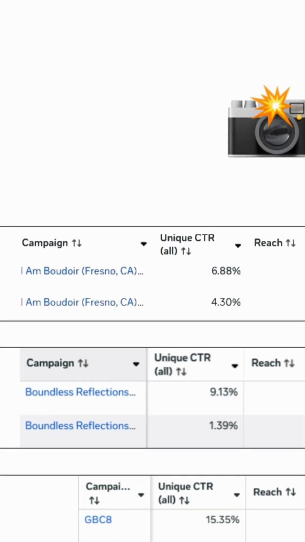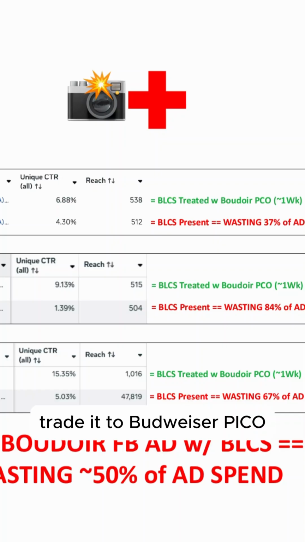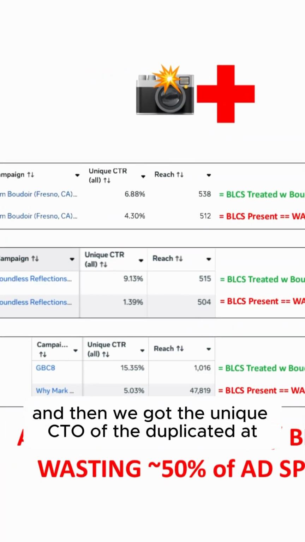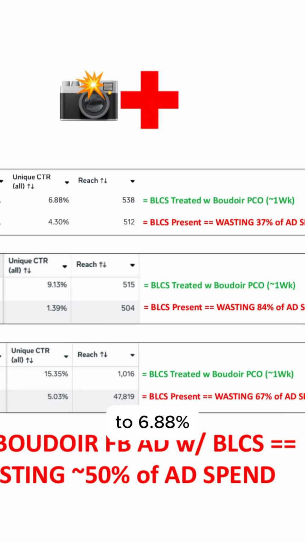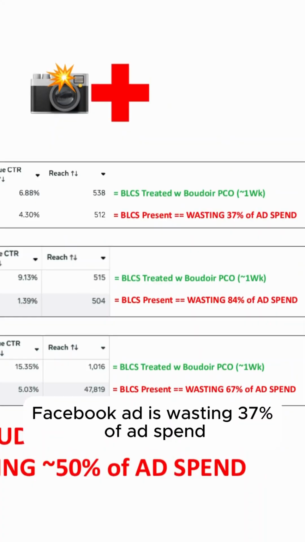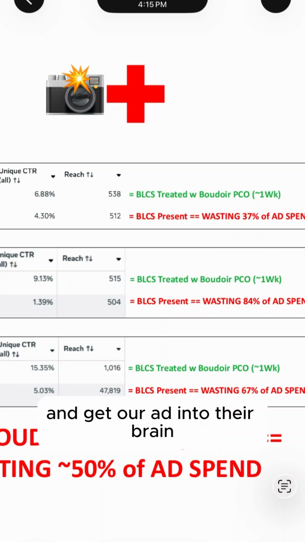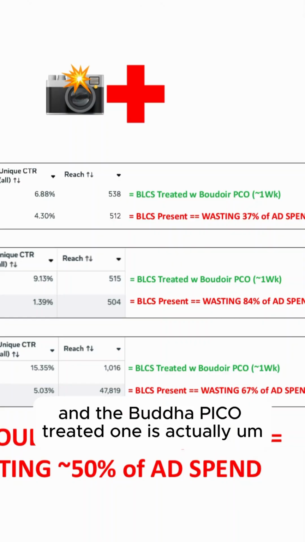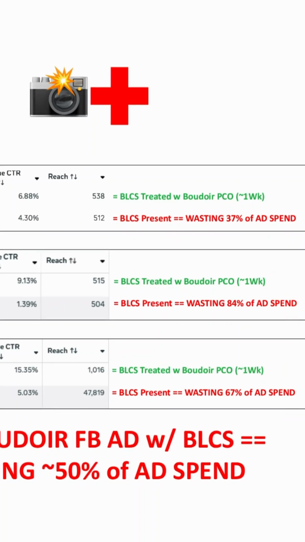So what I did was I duplicated it, treated it with Boudoir Pico, takes about a week, and then we got the unique CTR of the duplicated ad to 6.88%. So way better. So we found out the original Boudoir Facebook ad is wasting 37% of ad spend by only getting 4.3 out of 100 women to click somewhere on it and get our ad into their brain. And the Boudoir Pico treated one is actually getting into 6.88 out of every 100 women's brains.